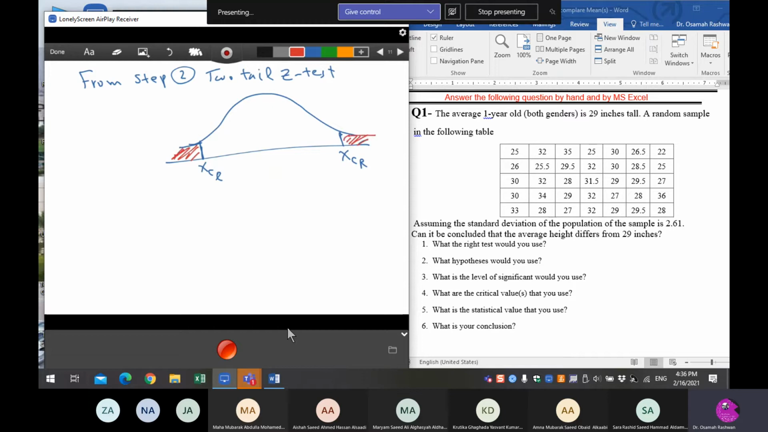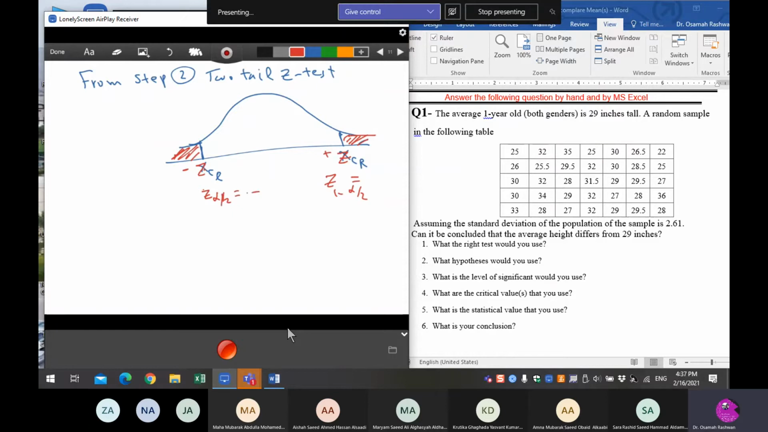Do you have the Z table? So here, this is Z and this is Z. The right Z should be positive, the left Z should be negative, so it is enough to have only one of them. This one will be Z for alpha over 2, and this will be negative. This one will be Z of 1 minus alpha over 2, and this one will be positive.